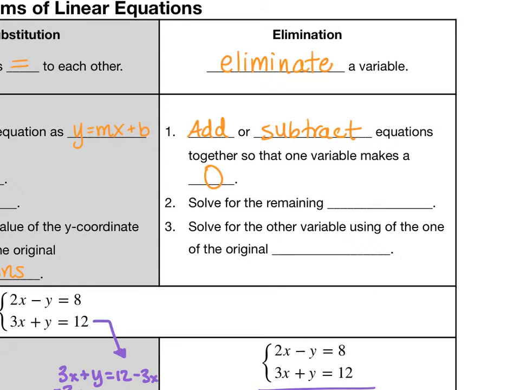So if we make a 0 by doing 3x minus 3x, or we make a 0 by doing negative 6y plus 6y, that variable is eliminated. And then we can solve for the remaining variable. And then once we have one of the variables, we can solve for the other variable, once again using one of the original equations. So again, make sure you have those steps written down, and then we'll see what that looks like for this system.